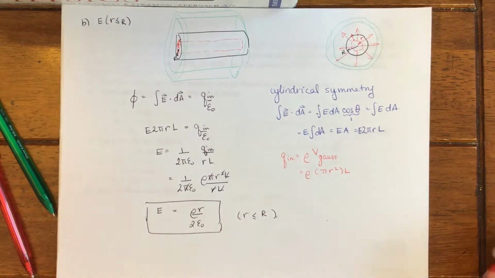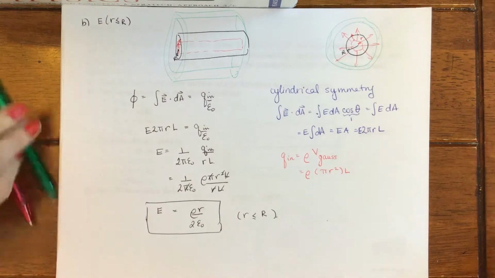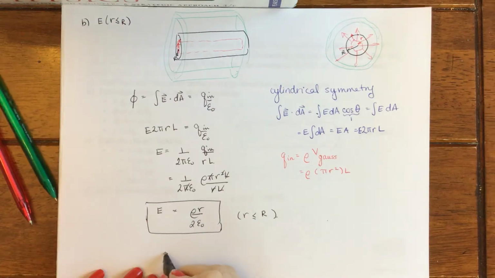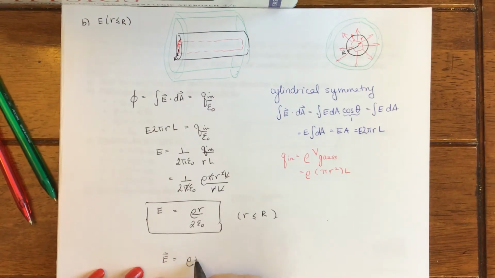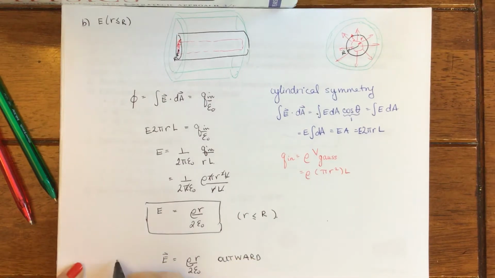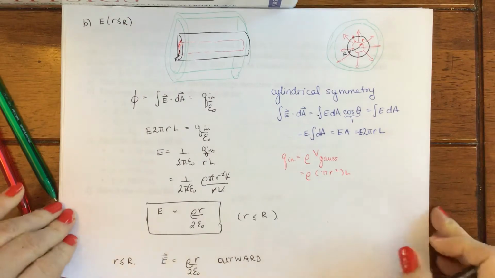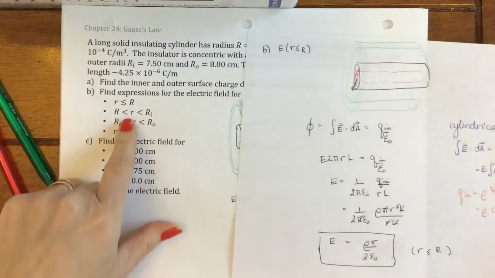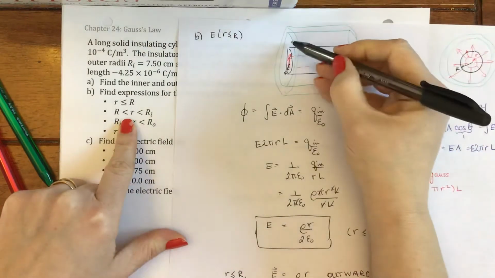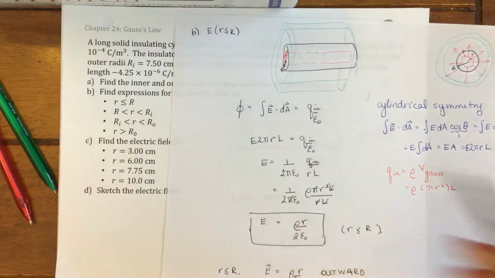Okay, and for the direction of that electric field, it would point outwards because the charge is positive. So E equals rho times r over 2 epsilon naught, pointing out. And this result is for r less than or equal to R of the cylinder. Okay, now the next part says find the electric field in the area between the cylinder and the conductor. We'll do that part next.